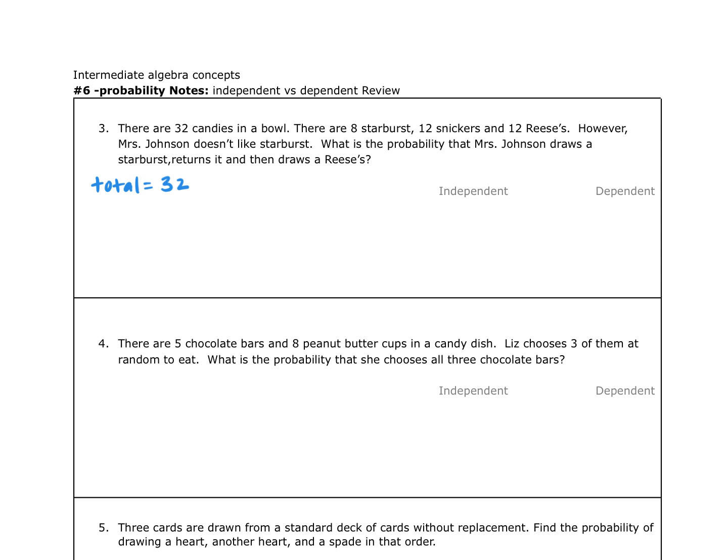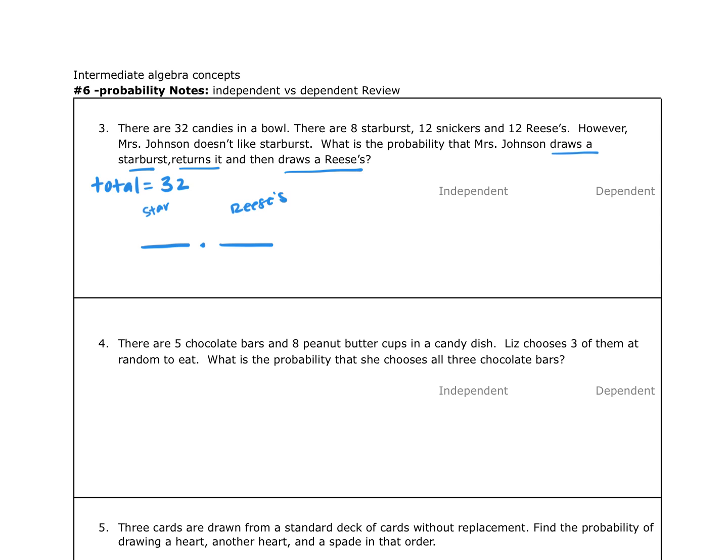There are 8 Starbursts, 12 Snickers, 12 Reese's. However, Mrs. Johnson doesn't like Starburst. What is the probability that Mrs. Johnson draws a Starburst, returns it, and draws a Reese's? So she wants a Starburst. She doesn't like it, so she returned it, and then she gets a Reese's. So this is going to be my line for my Starburst, and this is going to be my line for my Reese's. So I'm just going to write ahead, put Star and Reese's.